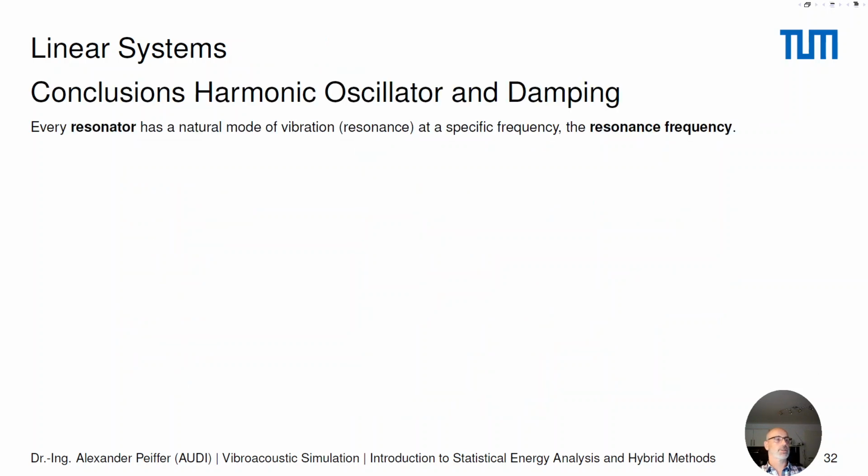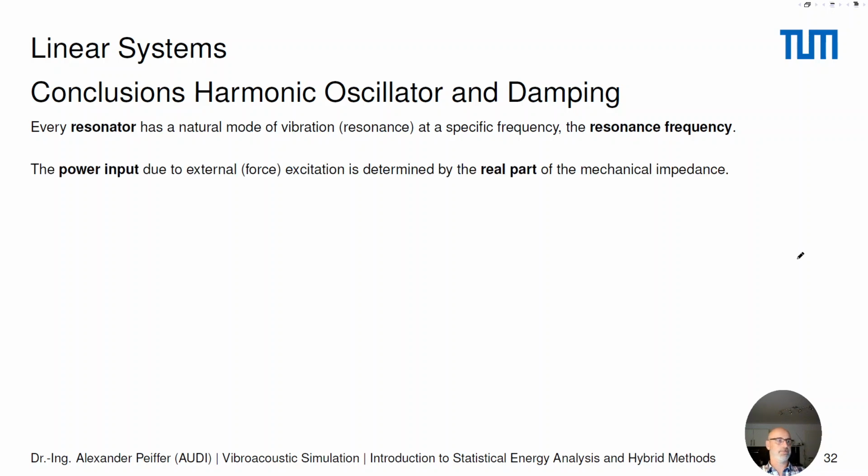Okay, good. Conclusions. That's it so far for our chapter on linear systems, the harmonic oscillator and damping. Every resonator has a natural mode of vibration, a so-called resonance, at one specific frequency, and we call this the resonance frequency. The power input due to, for instance, an external force excitation is determined by the real part of the mechanical impedance or conductance. The imaginary part is just reactive. So whatever is given there leads to energy that's transported back and forth.